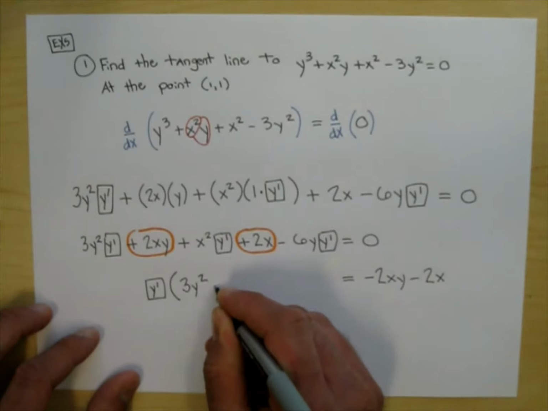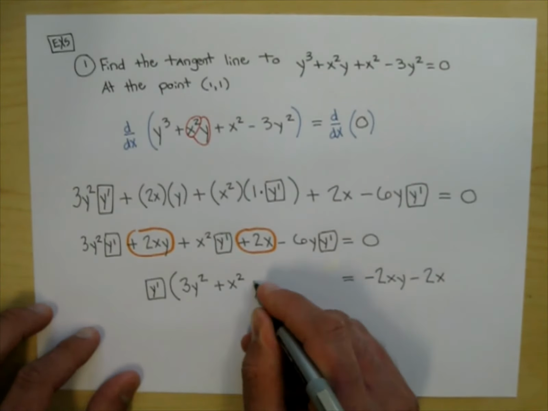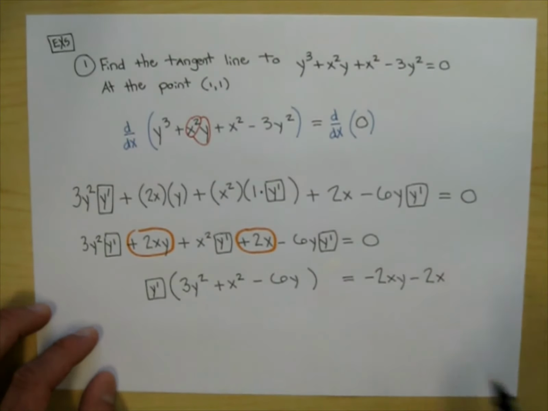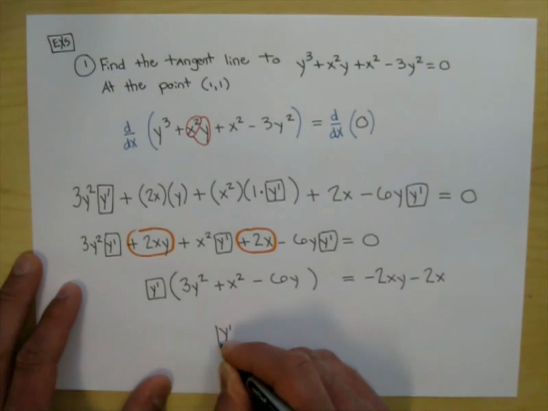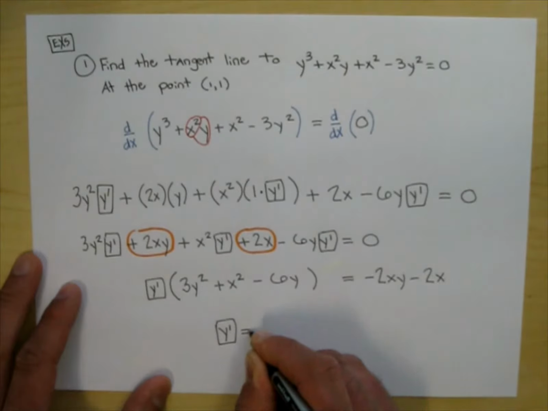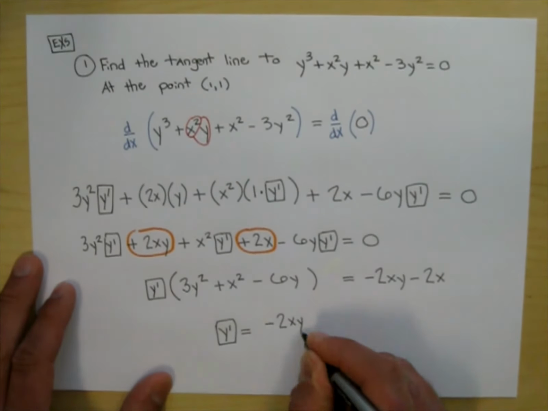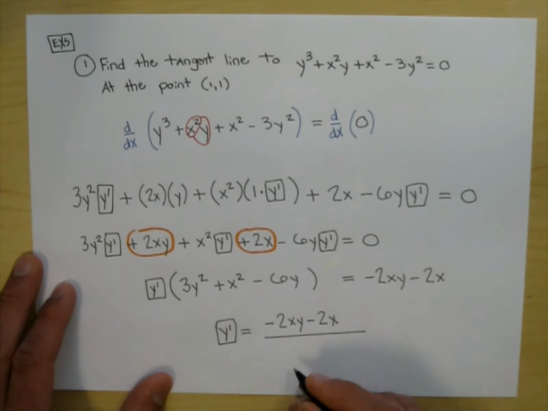then I have a plus x squared, and then I have a minus 6y. And then go like that. Space things out so it looks like I planned it that way. And so I have a slope expression that looks like this. It looks like negative 2xy minus 2x all over 3y squared plus x squared minus 6y.